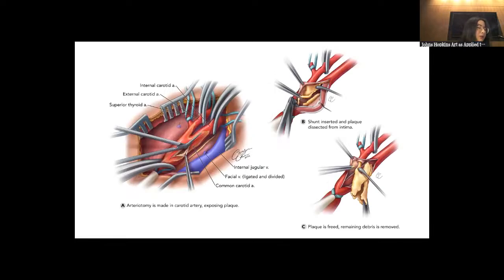For my final illustration, I rendered 3 steps highlighting the removal of the plaque. In A, the carotid artery being incised. In B, the dissection of the plaque off of the intima. In C, the plaque being freed.